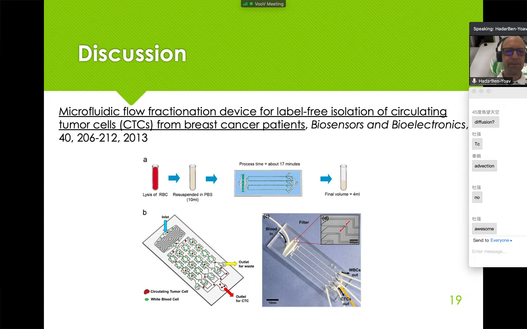So they wanted to take a blood sample, lyse the red blood cells, and now take all the cells without the red blood cells, so we have the white blood cells and the CTCs, put them in the lab on a chip microfluidic device, and separate the circulating tumor cells from the white blood cells. So let's see how they did it, and not with an H filter, but with something else.